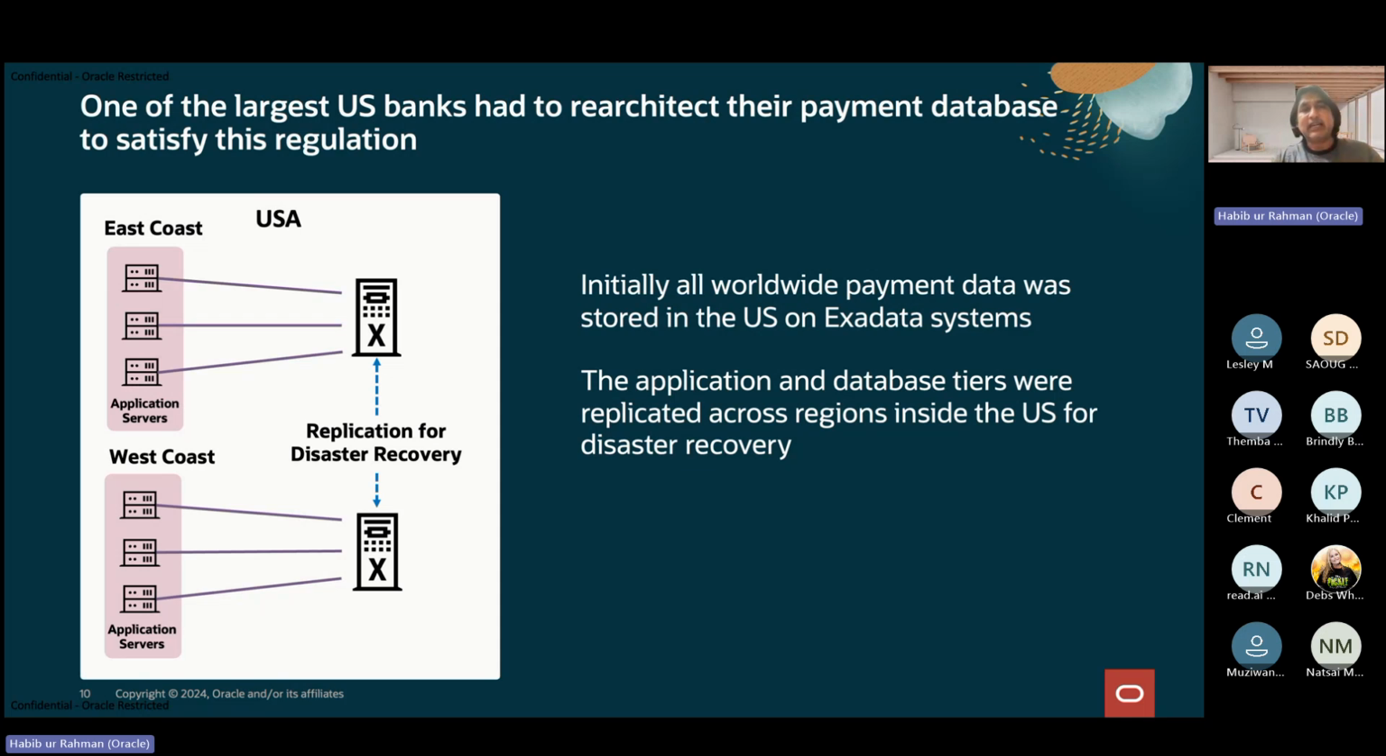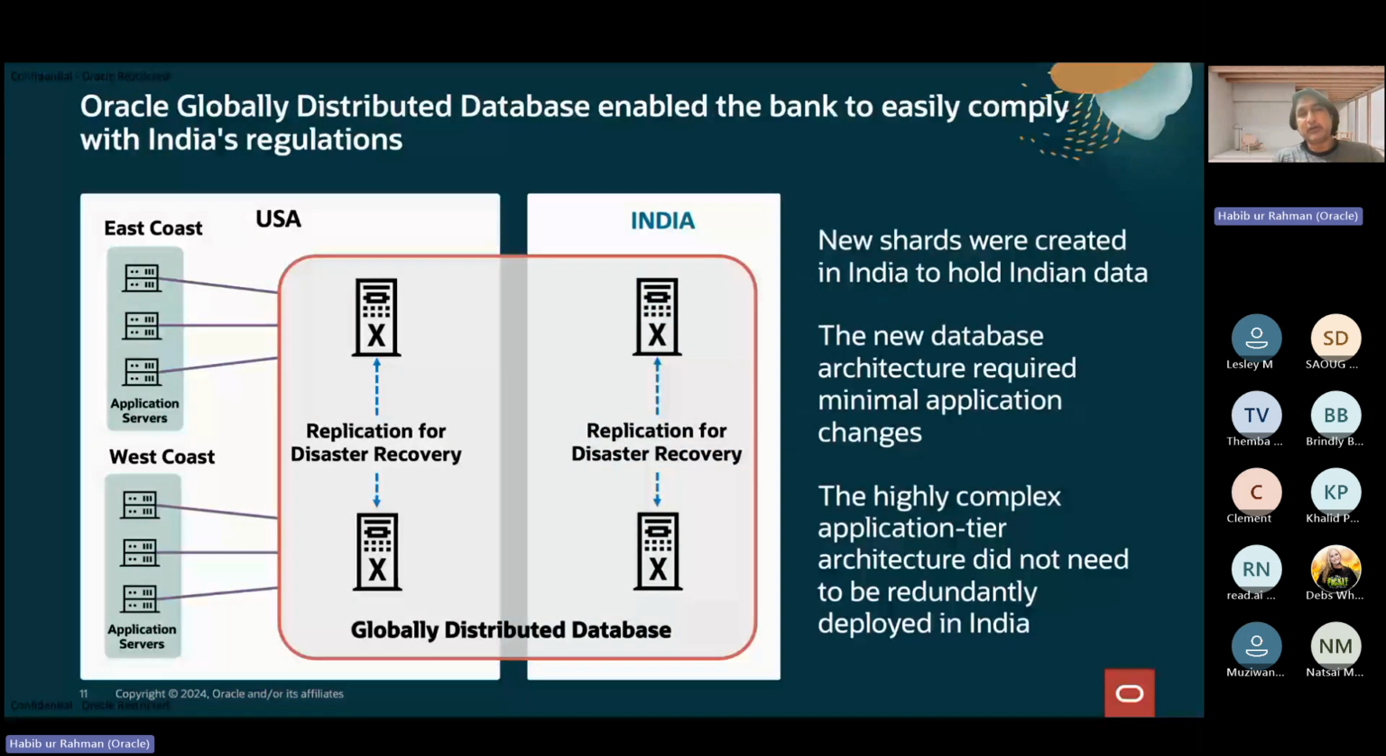One of the largest banks in the US had to re-architect their payment database to satisfy these regulations. Initially, all the worldwide payment data was stored in the US on their Exadata systems. The application and the database were replicated across regions inside the US for disaster recovery. So what we did is, the Oracle Globally Distributed Database enabled the bank to easily comply with India's regulations.